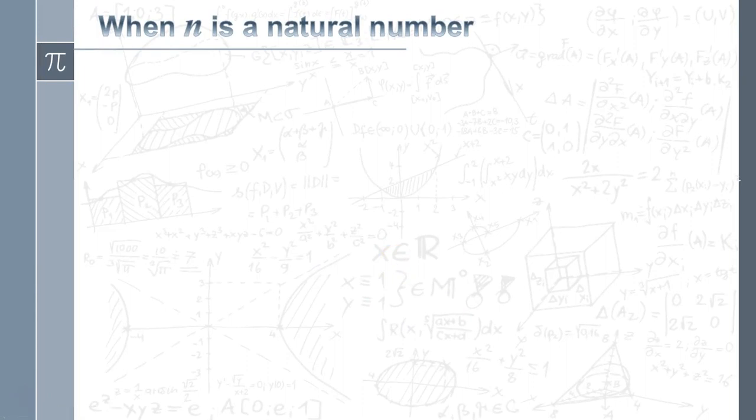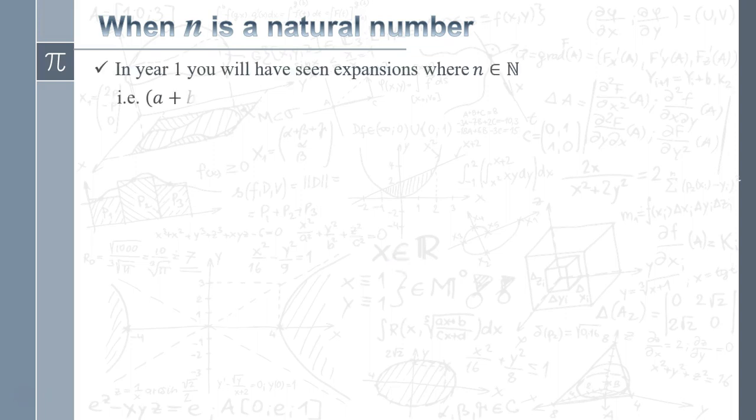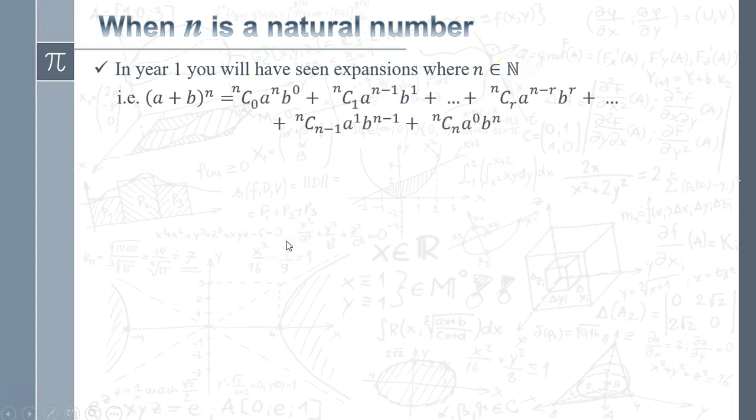The first thing we're going to do is just remind ourselves about binomial expansion from year 1, when n is a natural number, and the natural numbers are just the counting numbers from 1, 2, 3, 4, 5, 6 and so on. So what we've got here, this little notation says n belongs to the natural numbers, and we've got that mess of stuff, and let's just unpick all of that.